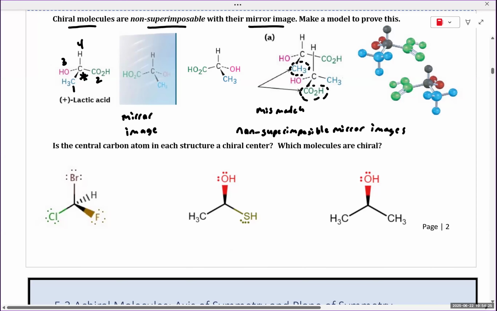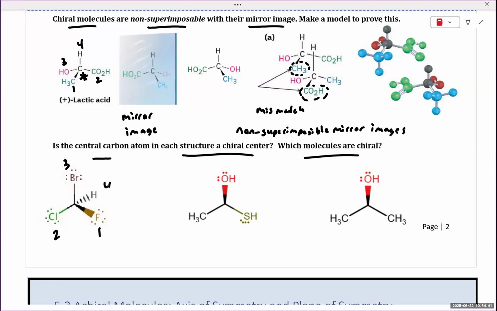To this end, let's apply what we've learned and answer the questions: is the central carbon in each structure a chiral center, and which of the following molecules are chiral? I'll do the first example, you'll do the next 2. In this case, we have a molecule with 1, 2, 3, 4 unique substituents. So this carbon would be a chiral center. And given that this molecule overall lacks an axis or plane of symmetry, we would have a chiral molecule.